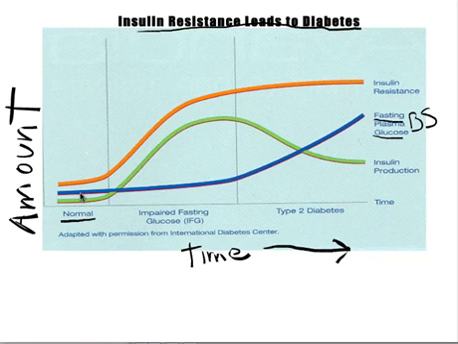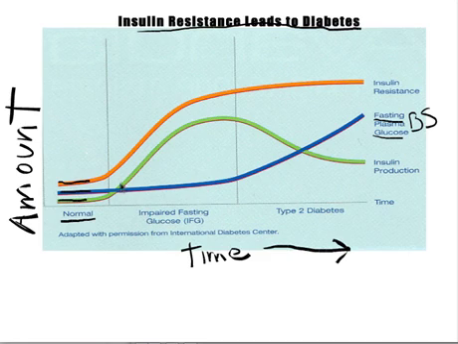So on the normal stage, now we're ready to look at what's going on. The insulin resistance, you can see, is fairly level, and you can see that the insulin production is also level. And when these two are level, you can see that the fasting plasma glucose, or the blood sugar, is also level, or it's normal, so you're within normal blood sugar range.